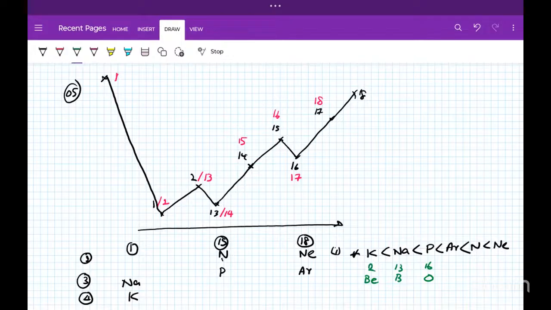We are asking about the second ionization energies. So beryllium should be here. Boron should be here. Oxygen should be here because that is the 16th group. We are talking about the second ionization energy increasing order. So the increasing order should be the same order: beryllium, boron, and oxygen.